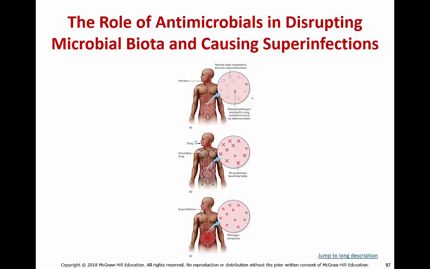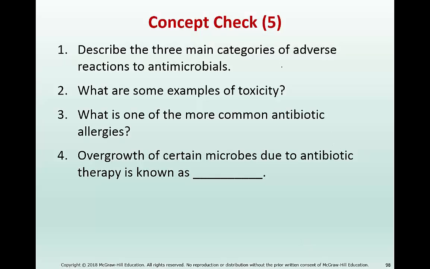So this is showing you just like one bad apple, but everything else is destroyed except for the bad guys, and now the bad guys take over. And so the pathogen overgrows and creates the problem. So describe the three main categories of adverse reactions to antimicrobials that would basically fall into either toxicity or allergic reactions or disruption of microbiota.